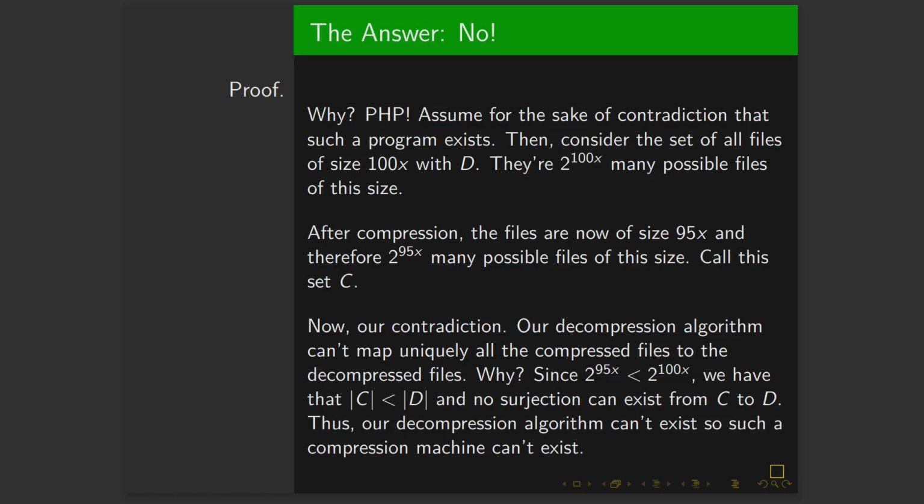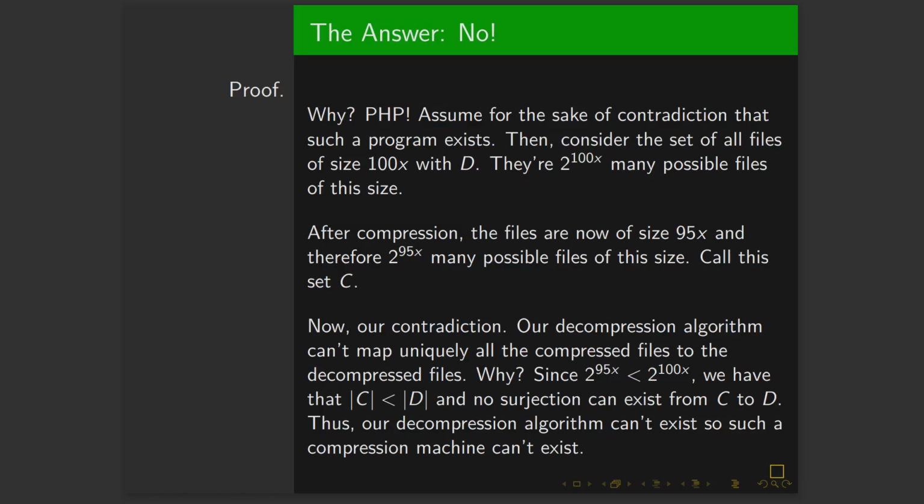Now, let's think about this. If we have a file with 1 bit, it's either a 0 or a 1. So there's 2 to the power of 1 many files if we're using bits as our unit of size. But then if we have 2 bits, the first bit can be 0 or 1 and the second bit can be 0 or 1. And notice that they're independent of each other, so we have to multiply the options together. We can either get 00, 10, 01, or 11. We have 4 options. That's 2 to the power of 2.